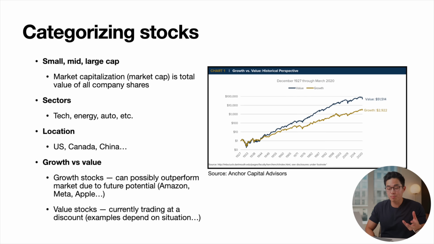So growth stocks can possibly outperform the market due to future potential. So these are usually going to be tech stocks like Amazon, Meta, Apple. So with growth stocks, they have the possibility of gaining a lot of value, but they are also more volatile and more risky. And when you compare that to value stocks, these are companies that are currently trading at a discount. And on a risk-adjusted basis, value stocks actually outperform growth stocks historically, but this does not necessarily mean that value stocks are exclusively better than growth stocks. So usually people like to invest in a combination of both. It really depends on your situation, your risk tolerance, as well as the time frame of the investor.